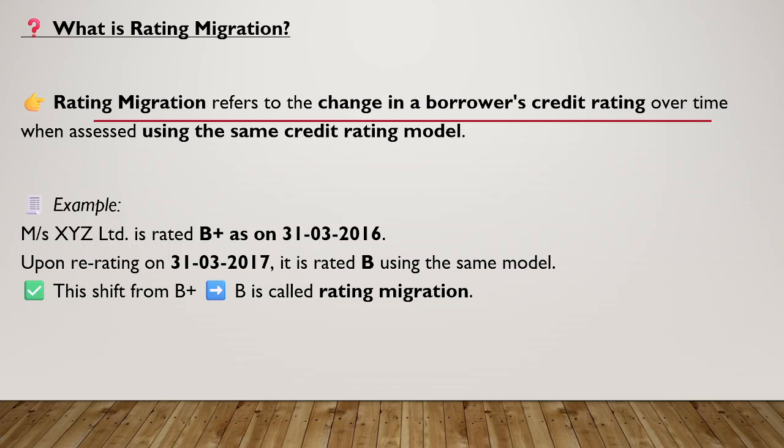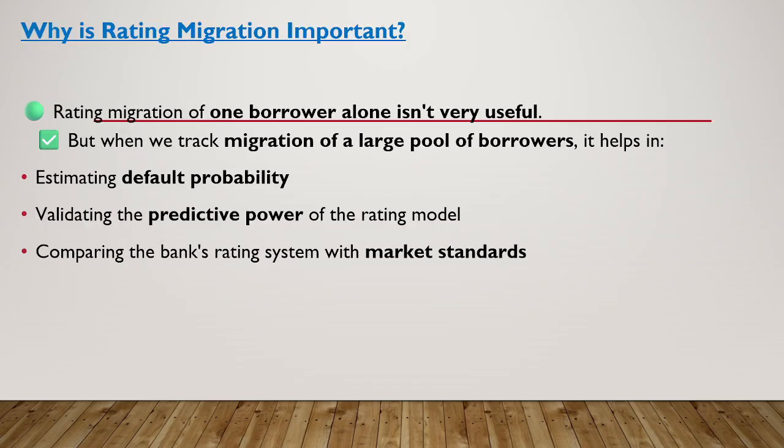Let's take a simple example. Suppose a company, M/s XYZ Limited, was rated as B+ based on its financial and business position as on March 31, 2016. Now, 1 year later, on March 31, 2017, we rate the same company again using the same model, and now the rating comes out to be B. This downward shift from B+ to B is what we refer to as a migration. It could be upward or downward, both are part of rating migration.